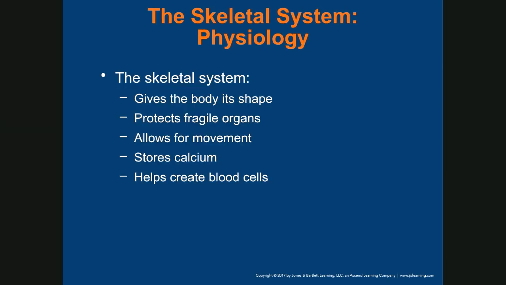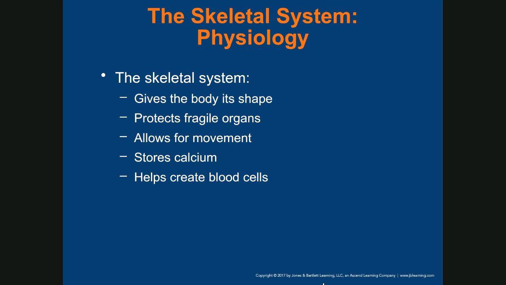All right, so that's the structure of the appendicular skeleton. So we have looked at the axial, we have looked at the appendicular skeleton. Let's look a little bit at the physiology, right? In the previous class, most persons knew what the function of the bones were. So the skeletal system gives the body its shape, it protects fragile organs, it allows for movement, it stores calcium, and it helps to create blood cells.